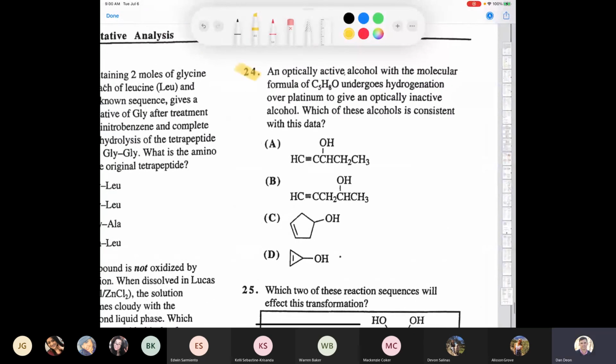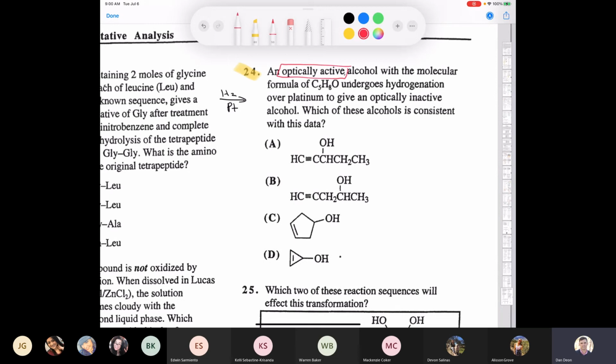It says you have an optically active alcohol with a molecular formula of C5H8O, and it undergoes hydrogenation over platinum. So that's just treating it with H2 and platinum to give an optically inactive alcohol. Which of these alcohols is consistent with this data? So what does optically active mean? Could anybody tell me what that means? And it's not a trick.